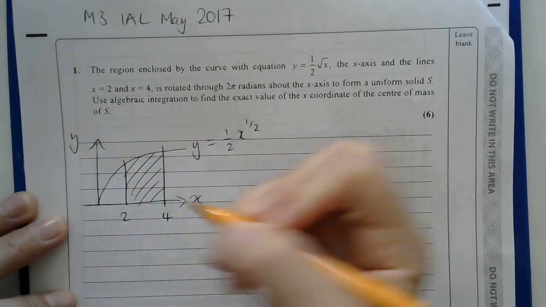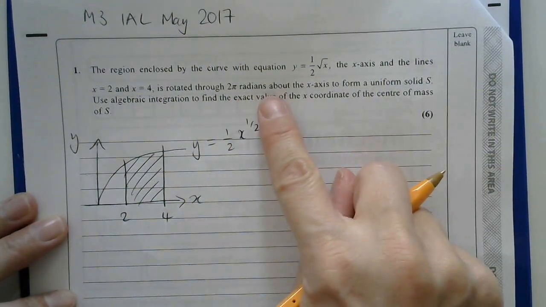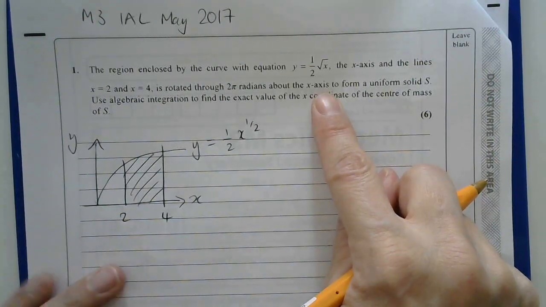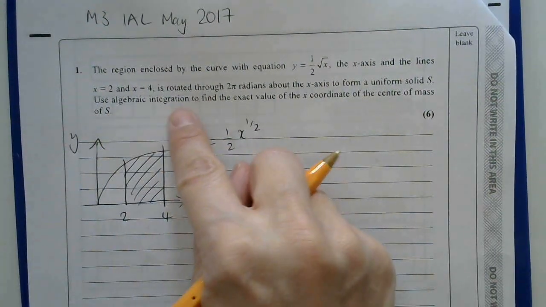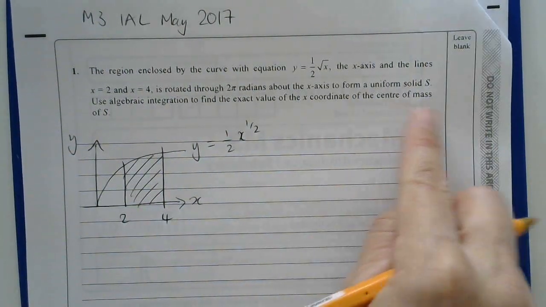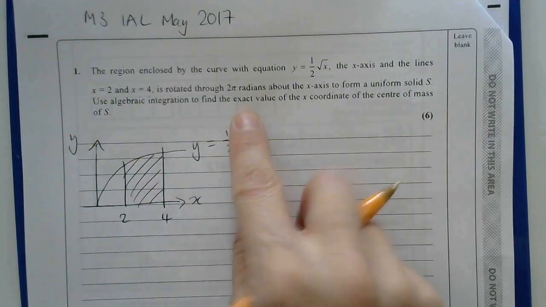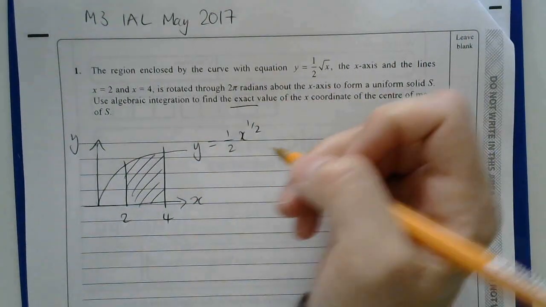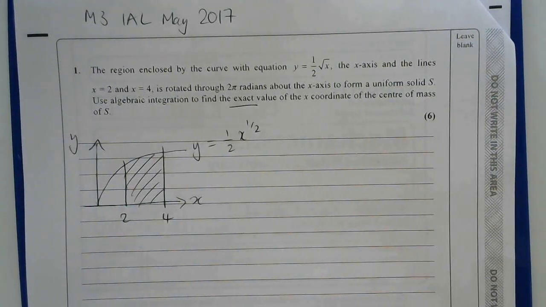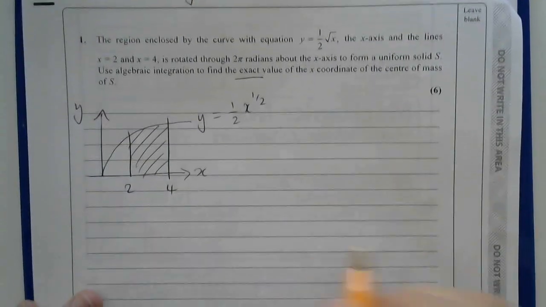So this region is rotated 2 pi radians around the x-axis to form a uniform solid S. Use algebraic integration to find the exact value of the x-coordinate of the centre of mass. So exact value, I need to be a bit careful about that. That means that I need to give my answer in terms of surds or pi, definitely not a rounded off decimal. So this is worth 6 marks.